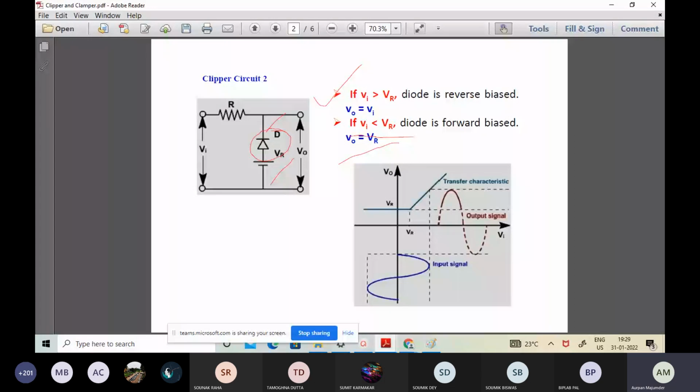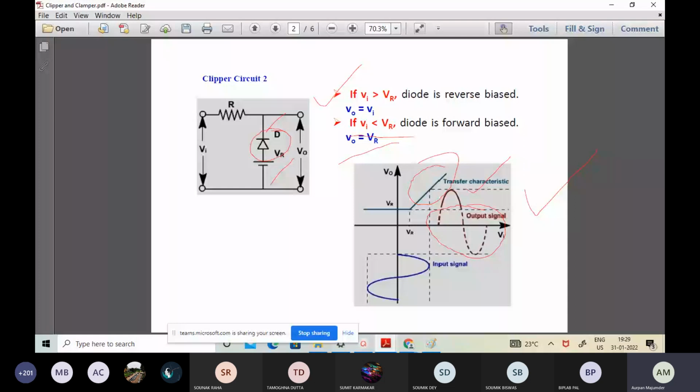same has been depicted over here, which shows that when the value of Vi exceeds the level Vr, then V0 is equal to Vi. So this is the 45-degree line in the transfer characteristics, and the same has been depicted over here through this bold line. Look at this brown bold line. And the dashed portion over here in the output signal indicates what? The segment where we have the complete clipping operation.